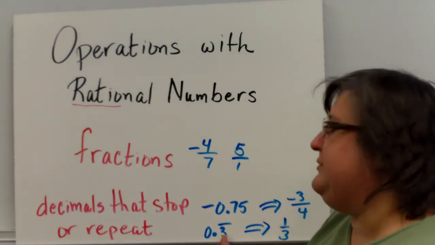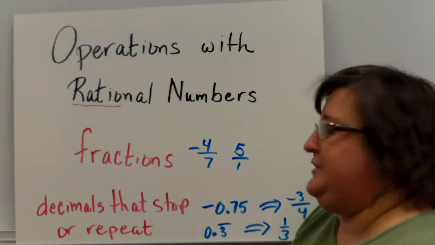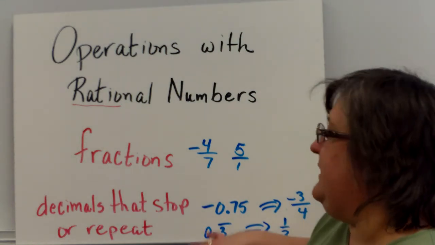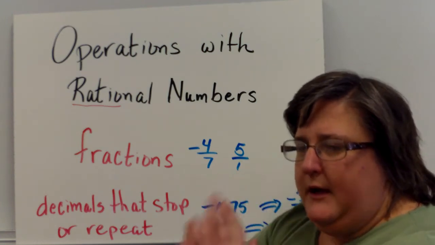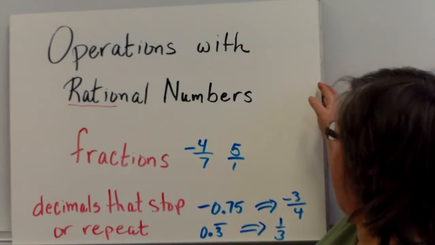Again, those repeating decimals, as long as it repeats, you have a chance to put it into a fraction. In this case, the repeating threes we know better as a third. Again, they can be positive or negative now. We're going to be hopefully able to handle the numbers either way.